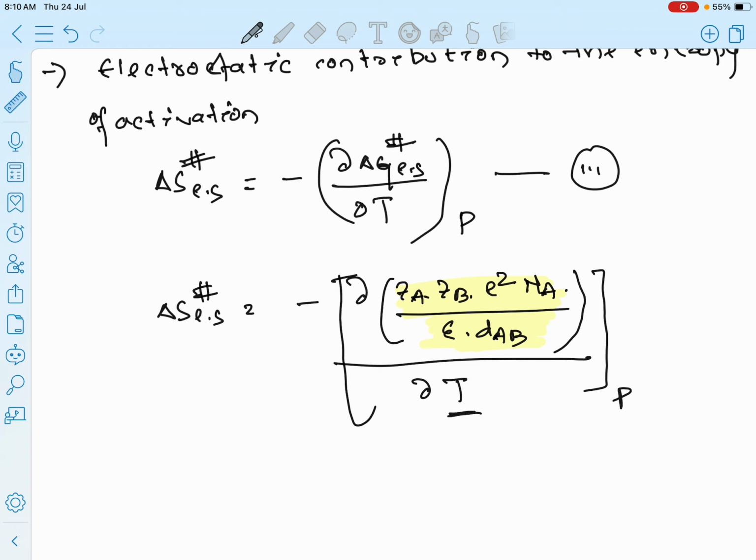Okay, so now with respect to temperature, what will change? Will the charges change with respect to temperature? No. Will the number of moles change? No, it is a constant volume, it will not change. From 1 mole of substance, will the temperature change? No, it will not change. Will the distance change? No, it also does not change. So what will change with change in temperature?